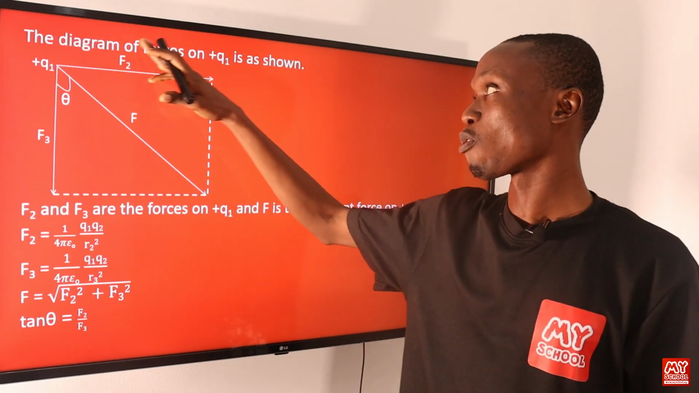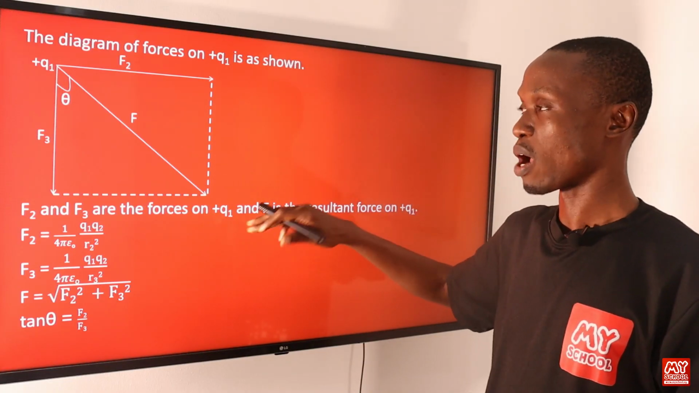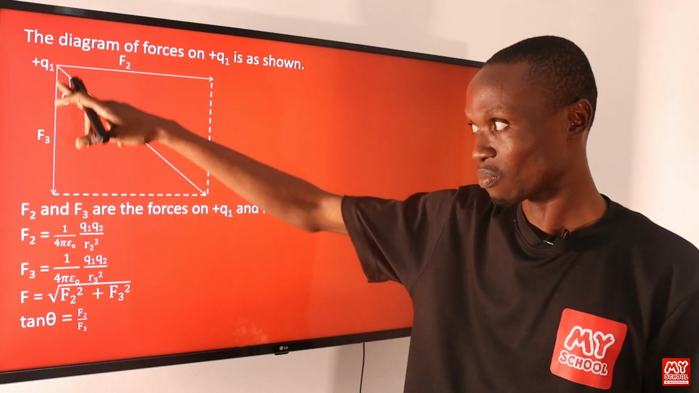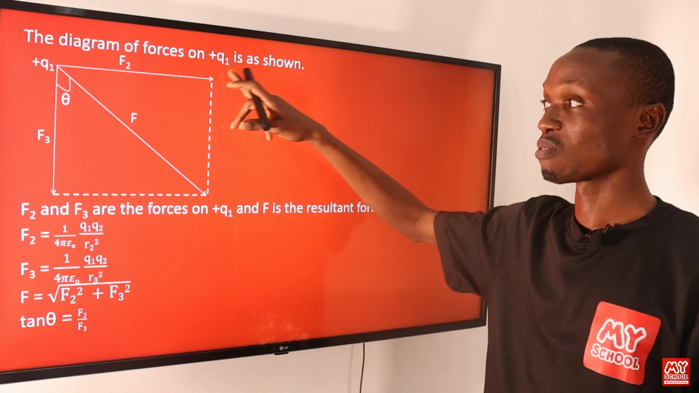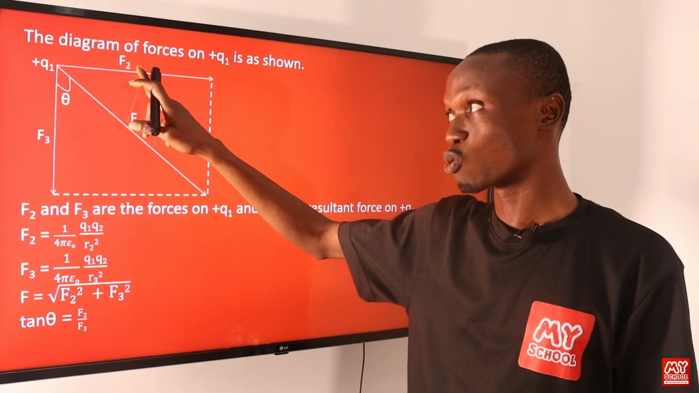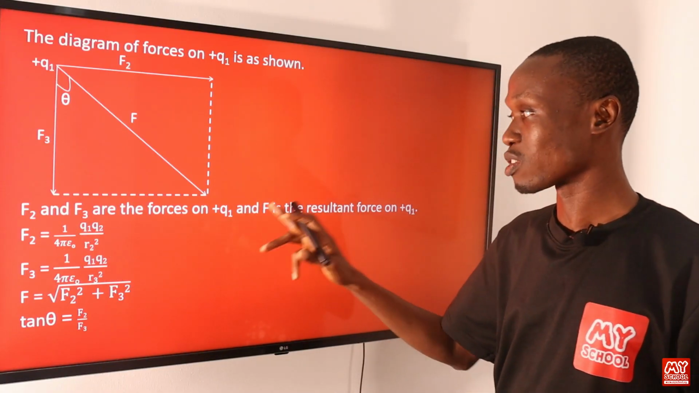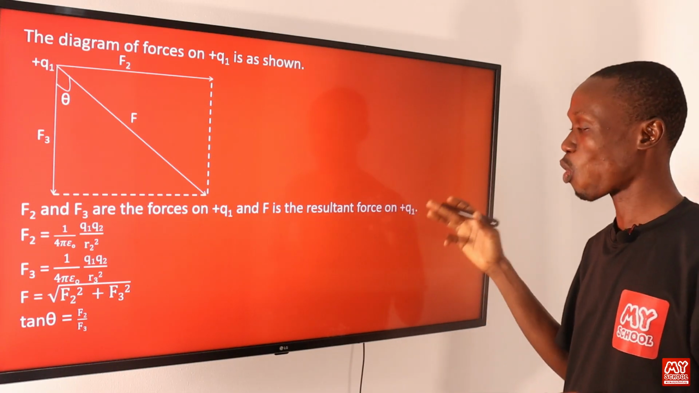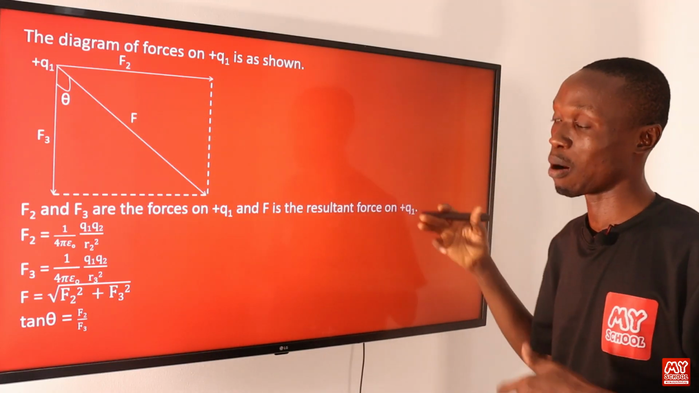So the diagram of forces on Q1, that is the positive charge, is as shown below. Since the positive charge is attracted to the negative charge Q3, and is also attracted to the negative charge Q2, this forms a force F2 and a force F3. So F2 and F3 are the forces on the positive charge Q1, and F is the resultant force on the positive charge Q1, as you can see in the diagram above.